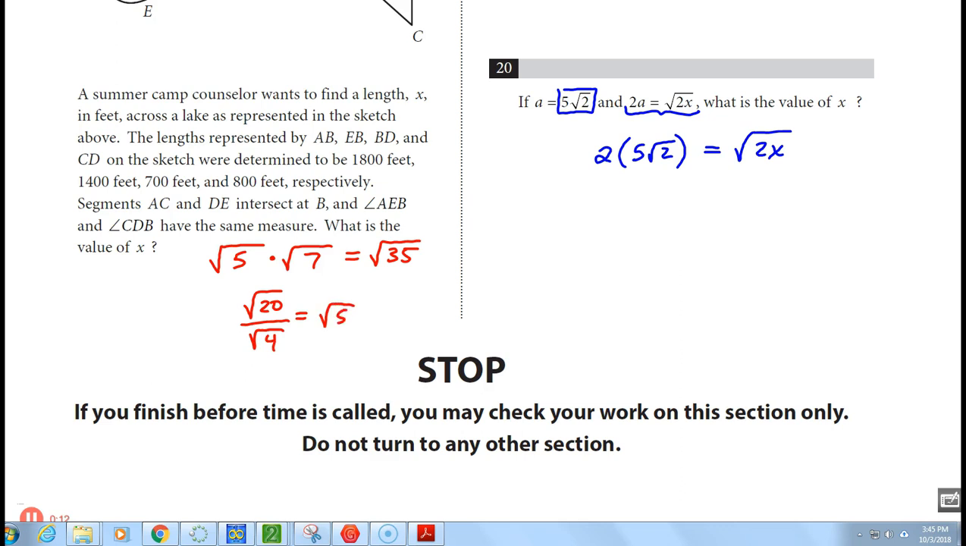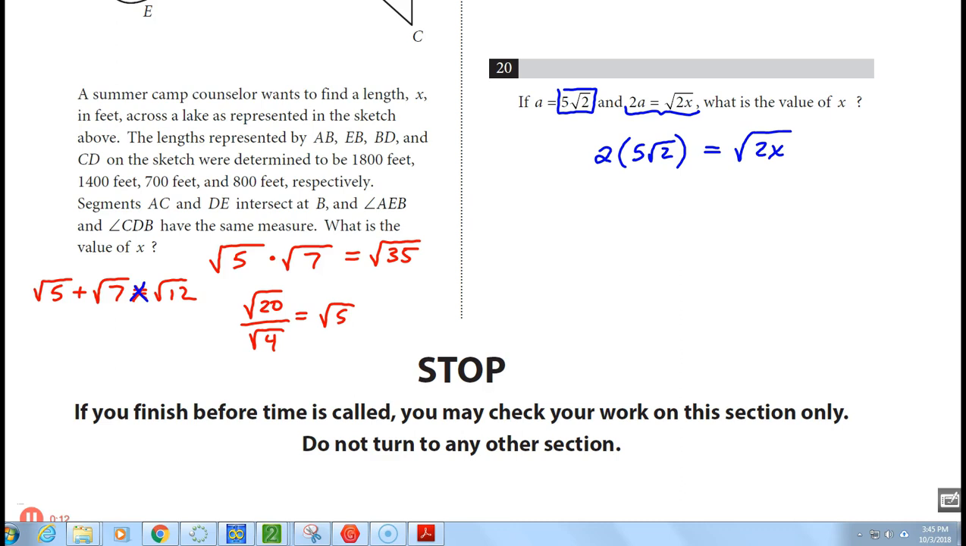Now, one thing that I'm not allowed to do is add or subtract radicals. So I could not say radical 5 plus radical 7 is radical 12. That's not allowed. I can't use that rule.